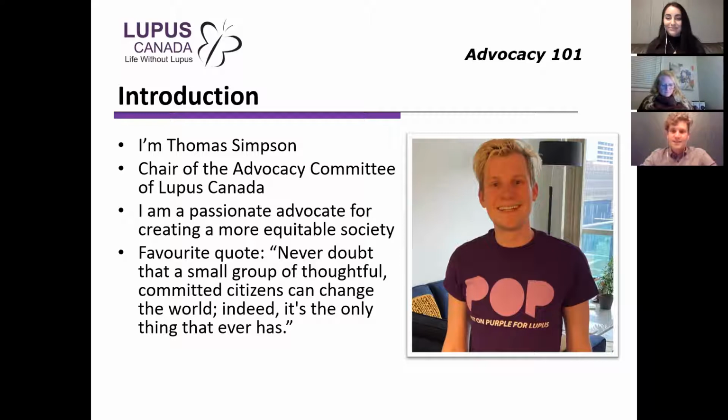And then on the screen is a photo of myself with one of my favorite shirts, a Put on Purple for Lupus shirt. And this was taken, as you could probably guess, at the height of the pandemic last year, because I decided poorly to dye my hair bleach blonde. Yeah, but I think a great photo with a Put on Purple shirt.